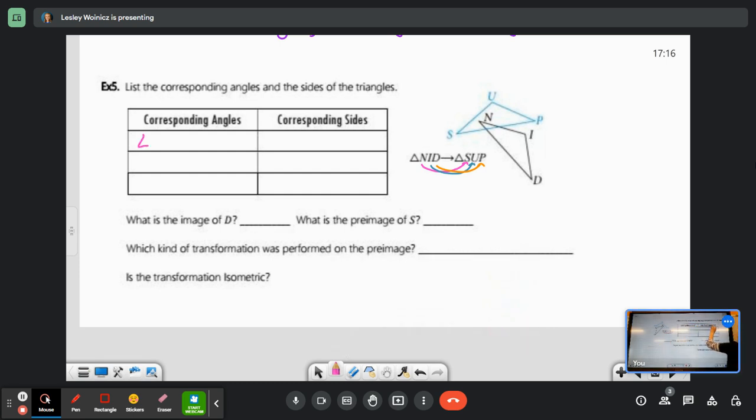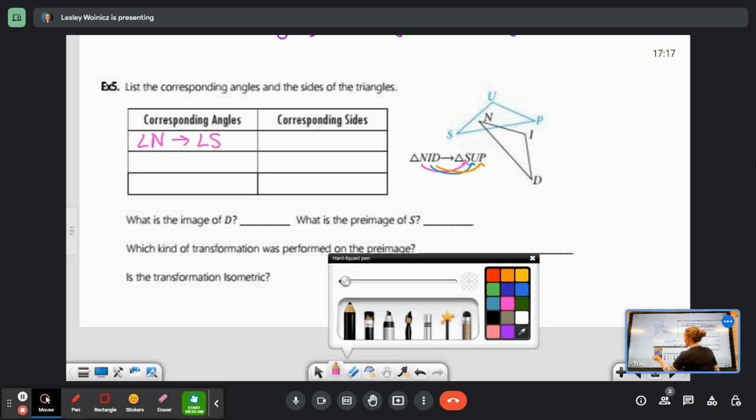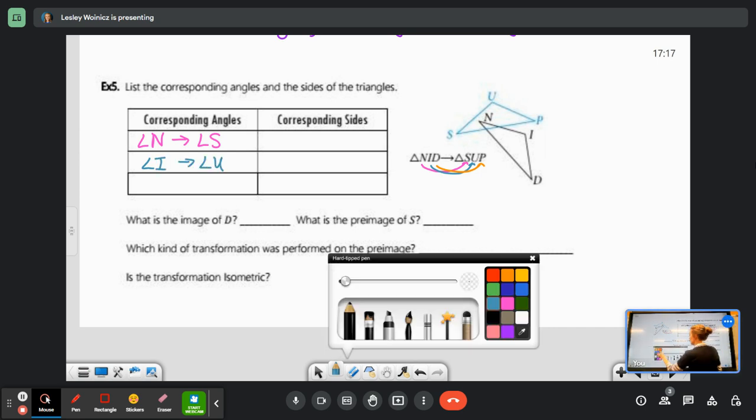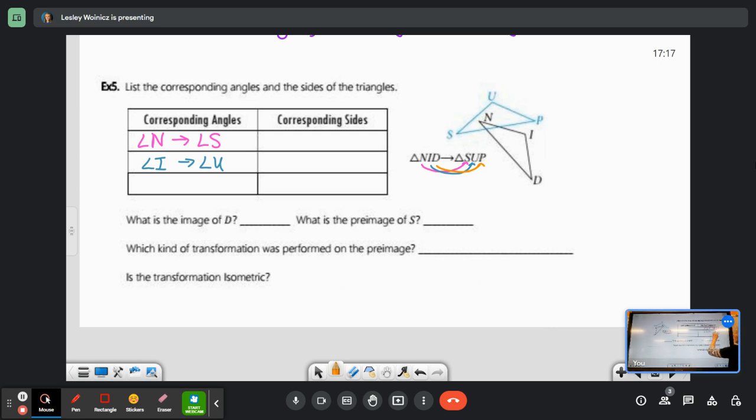All right. So angle N maps to angle S. Angle I maps to angle U. Angle D maps to angle P.